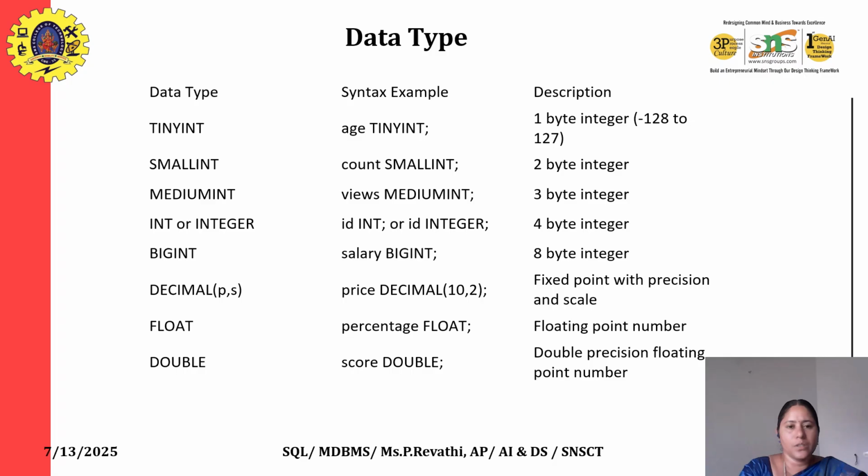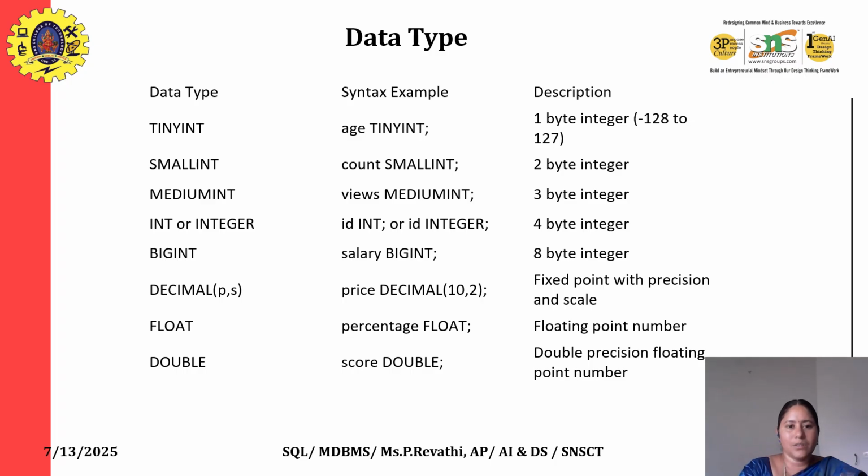Next one is SMALLINT data type. Count SMALLINT is the syntax for a smallint. 2-byte integer is the size. Next one is MEDIUMINT data type. Syntax for mediumint: views MEDIUMINT. 3-byte integer is the size.